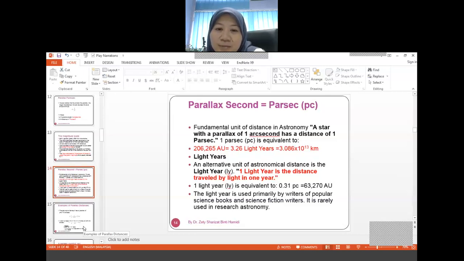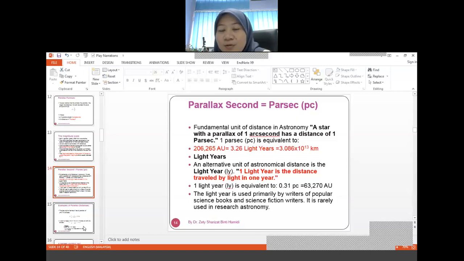Just imagine one parsec is still very, very large, because we understand that one AU is the distance from the Sun to the Earth. So 206,265 AU is equivalent to one parsec. This is also equivalent to 3.26 light years, which is equivalent to 3.086 times 10 to the power of 13 kilometers. Another term is light year, which is the distance traveled by light within 1 year.